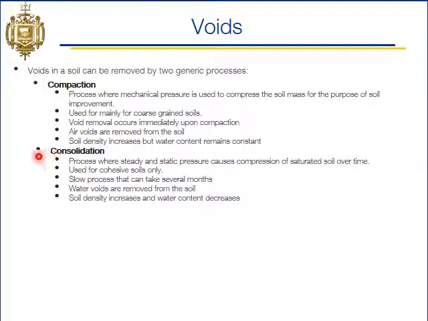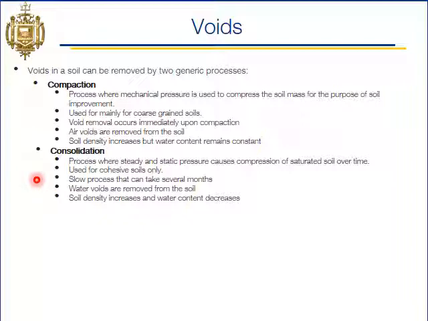So compaction and consolidation. In compaction, we use mechanical processes to basically squeeze the soil and push the air out. So vibration methods or steam rollers, all those kinds of things are used to compact soils. So we're just trying to push air out of the soil in compaction. Consolidation is a totally different process.